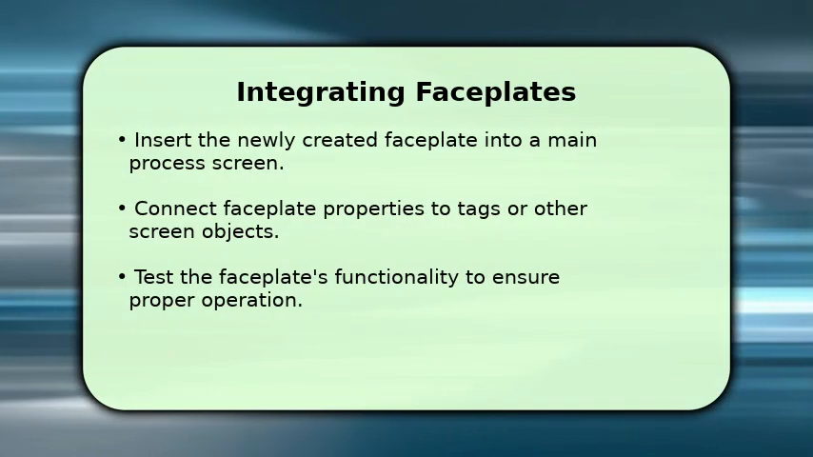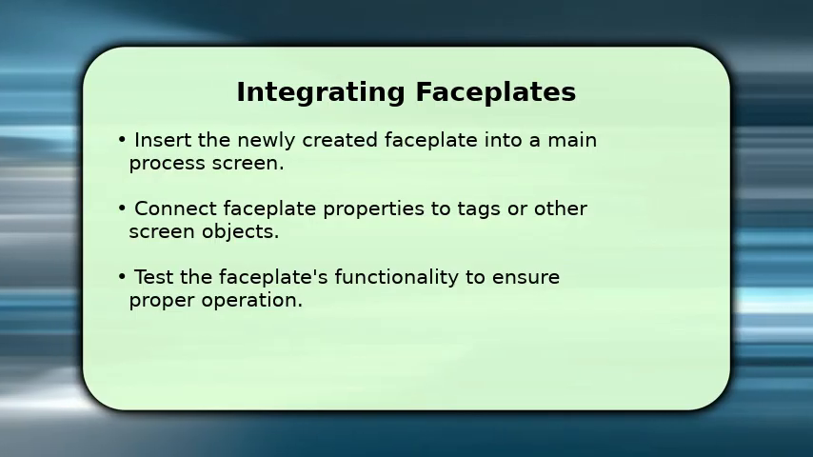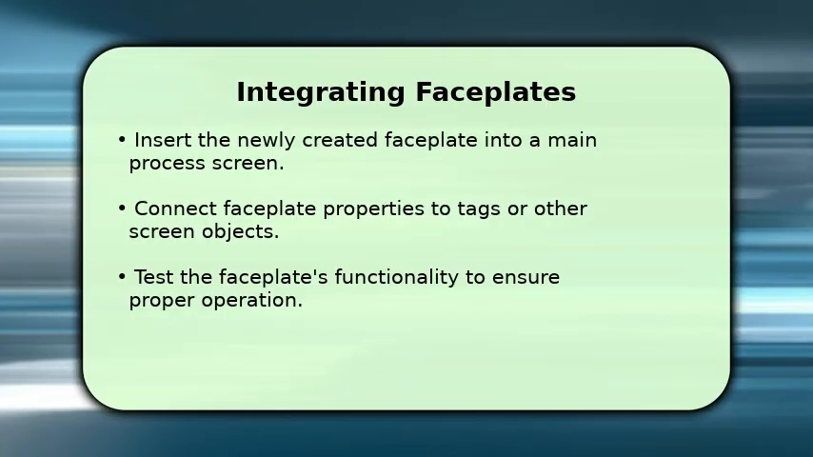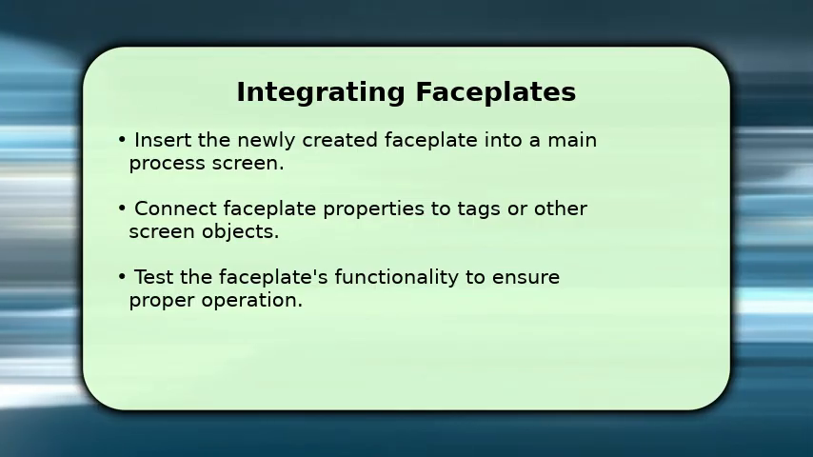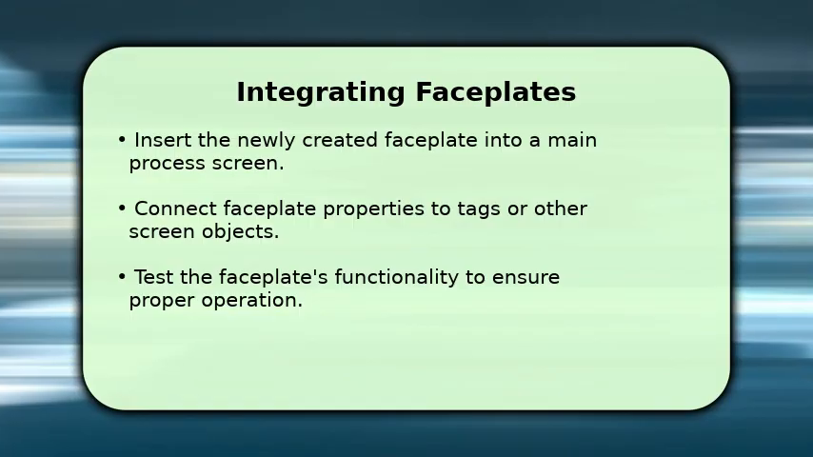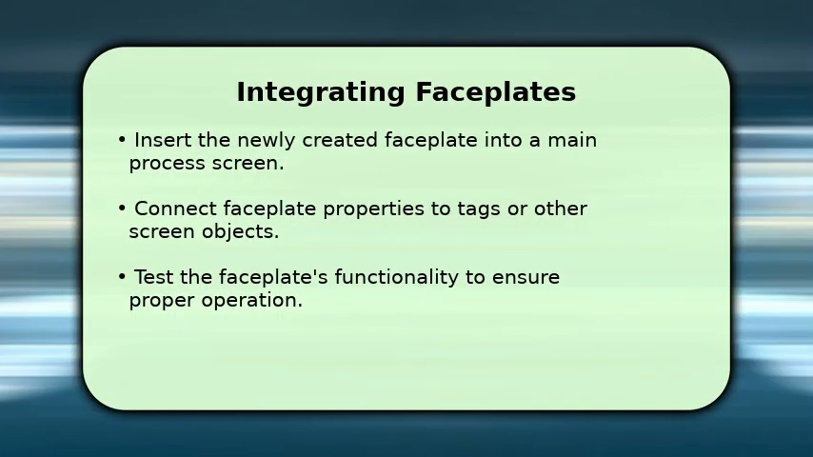Once your faceplate is defined, it's time to integrate it. Open a main process screen where you want to use the faceplate. Drag and drop your faceplate from the Project Explorer onto this screen. Then, connect the faceplate's exposed properties to relevant process tags or other screen objects. This linking allows the faceplate to interact with your plant data. Finally, test its functionality thoroughly to ensure everything works as expected.